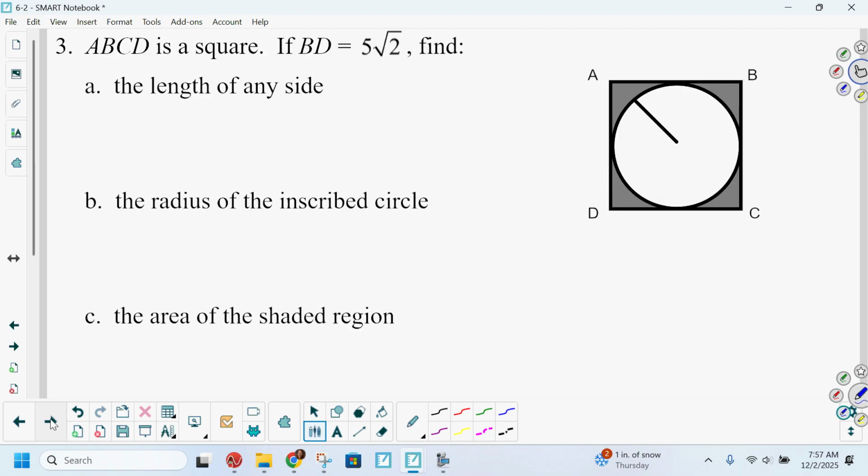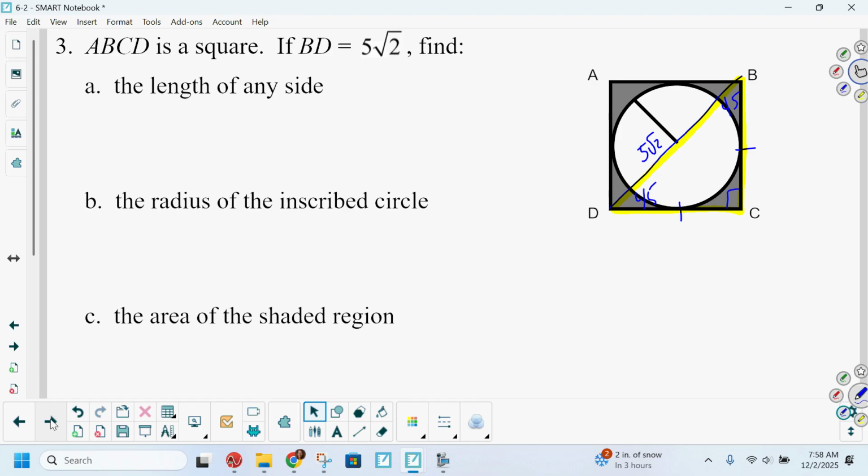3, it says ABCD, it's a square. BD is 5 radical 2. So once again, give this a try. I'm going to jump right in. BD is 5 radical 2. And this is a square, which means that this triangle right here is an isosceles right triangle, which means it's a 45, 45, 90.